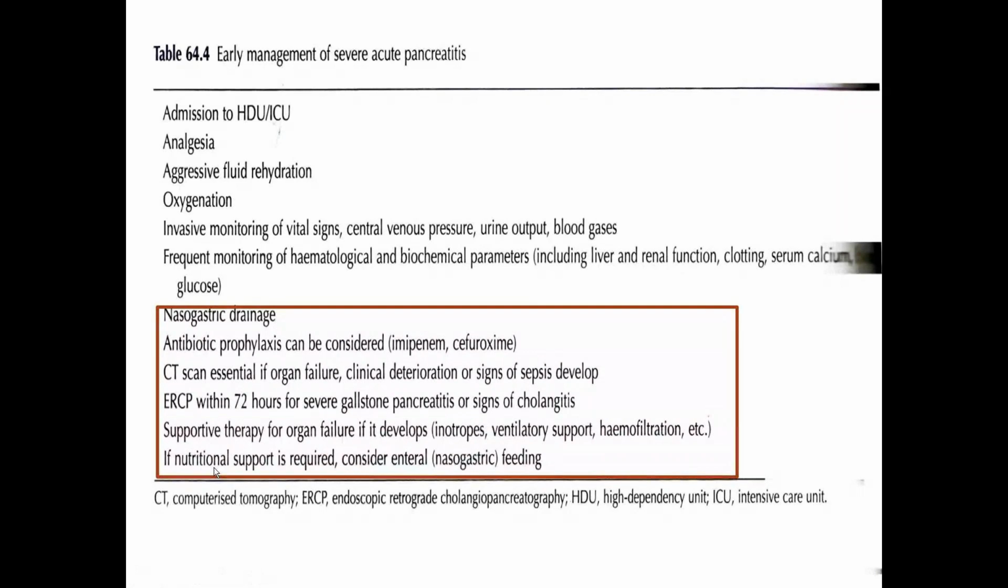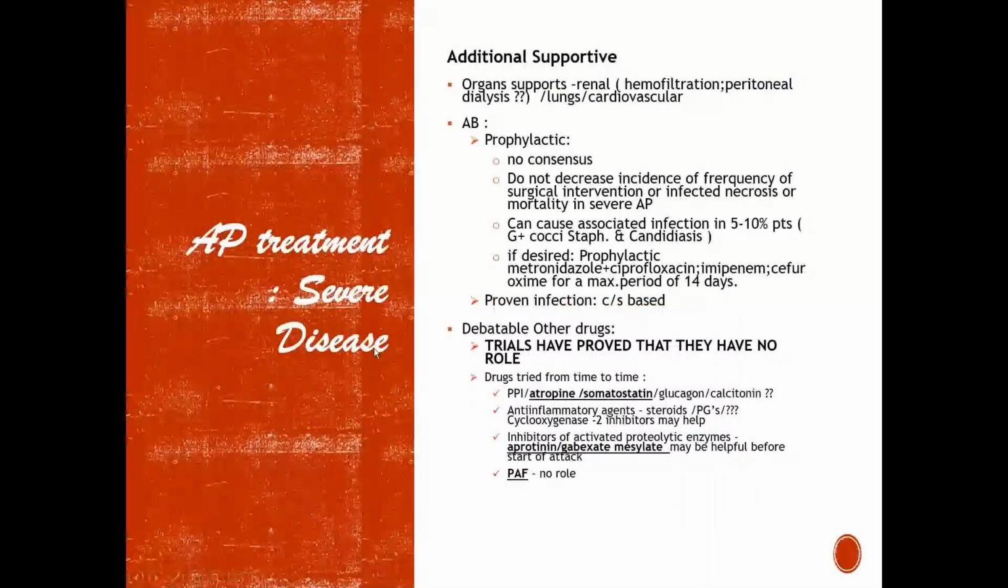Right? Now, the additional supportive measures in severe disease would be organ supports. For example, for the kidney, you may require hemofiltration. You can require peritoneal dialysis. Peritoneal dialysis per se was also advised as a formal treatment of acute pancreatitis. They said if you push fluid inside the peritoneal cavity and wash out all the pancreatic juice, that would lead to less chemical peritonitis inside the peritoneal cavity, not proven to date. So peritoneal dialysis as a formal treatment is not indicated, but peritoneal dialysis as a treatment for renal support, yes, indicated.